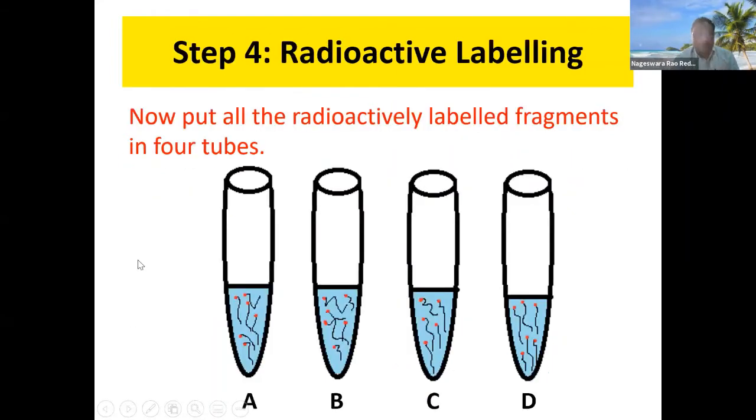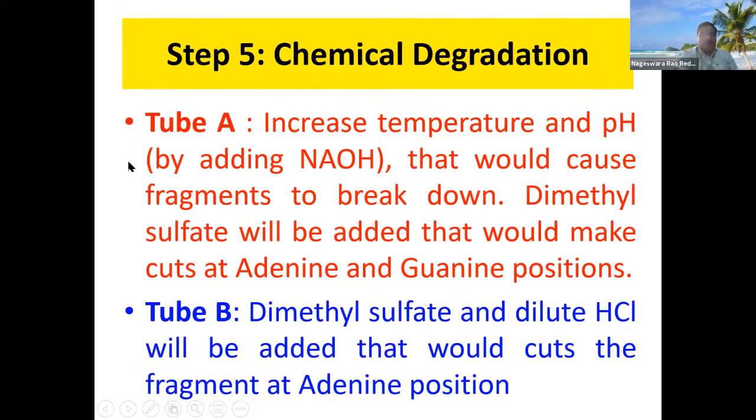Now what are we doing? We'll take the same DNA and add it to 4 different tubes: A, B, C, D. Now the 5th step is chemical degradation.